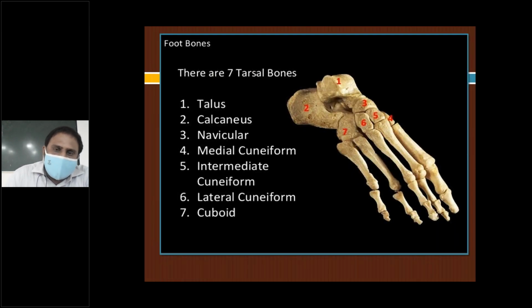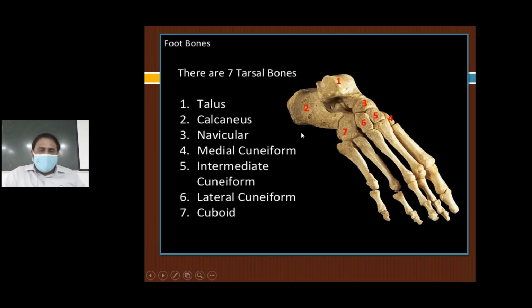Once again, the bones' names. One is the talus, calcaneus; another is the navicular; it is a cuboid. First, talus, calcaneus, cuboid, and navicular. Then 3 cuneiforms: medial cuneiform, intermediate cuneiform, and lateral cuneiform. So all are called tarsal bones: 7 tarsal bones, metatarsals, and phalanges.